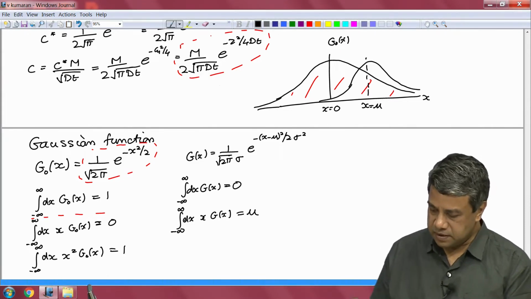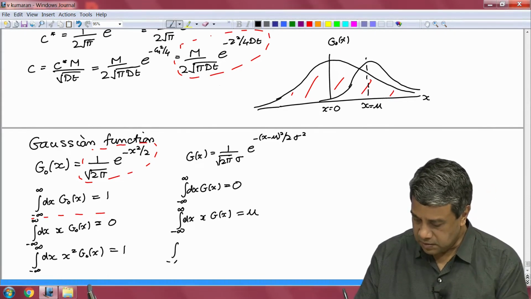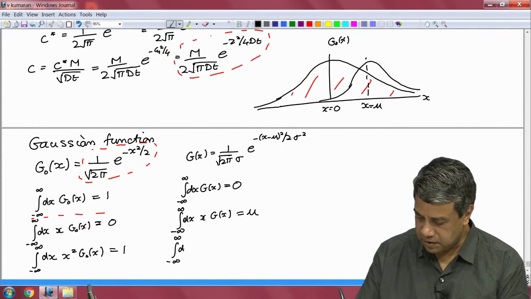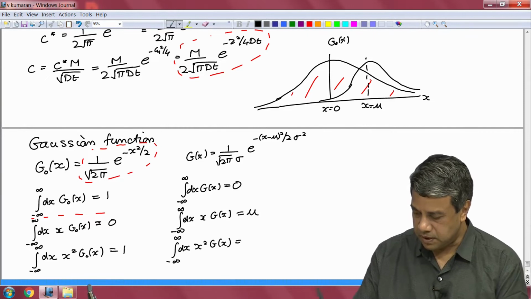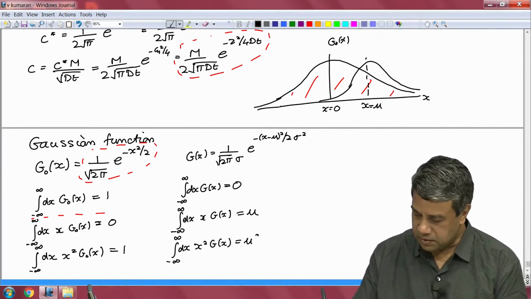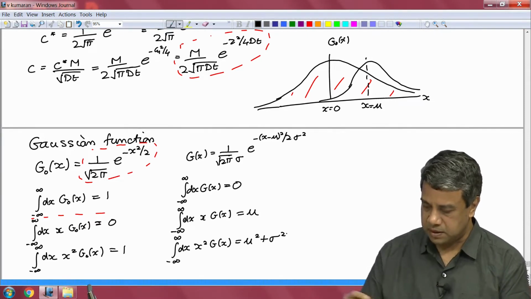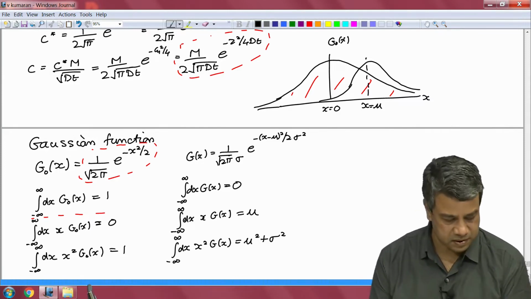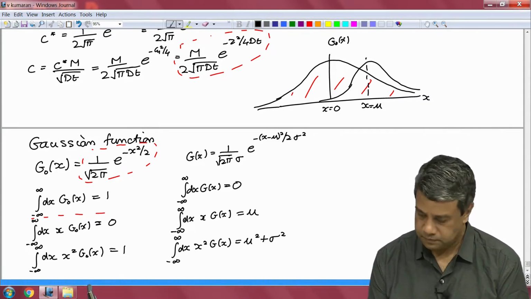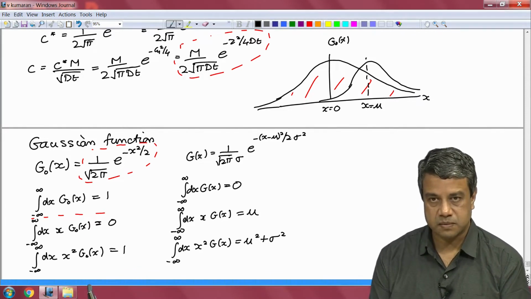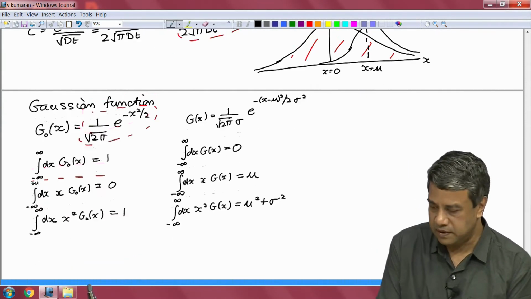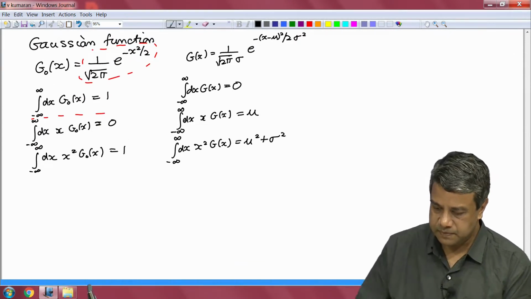And the variance of this distribution, the integral from minus infinity to infinity dx x square times g of x, will be equal to mu square plus sigma square. So, this is the general Gaussian distribution that is often used. The solution that we have is a form of Gaussian distribution.